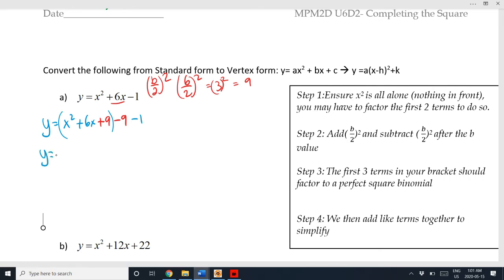And we really can jump straight to our binomial that's squared. So we just have to think of 2 numbers that add up to 6 but multiply to 9, and that's going to be x plus 3 and x plus 3. So we can just jump to x plus 3 squared. We still have the negative 9 on the outside and the negative 1. So now all we have to do is step 4. We add like terms together to simplify. Here we have negative 9 and negative 1, and that's going to be equal to negative 10.